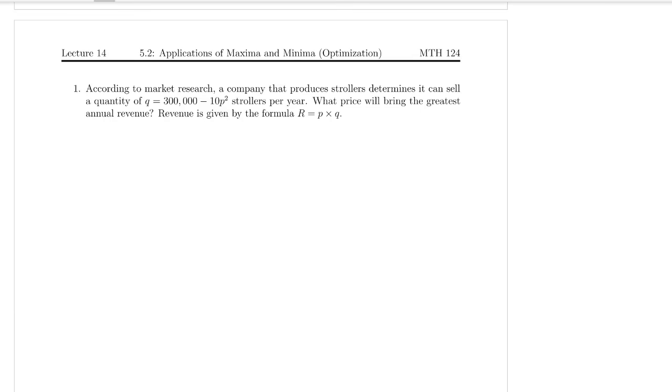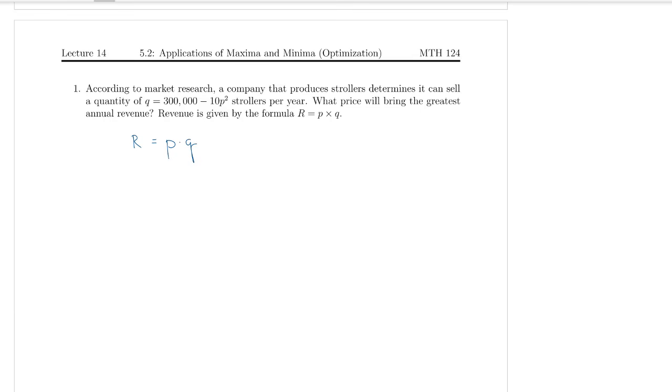We're talking about producing strollers here, and we have this demand function. This gives us the quantity of demand based on price, and we want to know what price will give us the greatest annual revenue. We're reminded that revenue is price times quantity. So this one is pretty direct. For other questions we may need to remember the revenue formula, so make sure you have that in your toolkit, but let's go ahead and just write that down. Revenue is price times quantity.